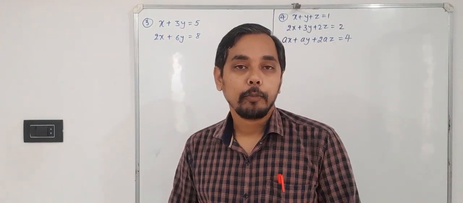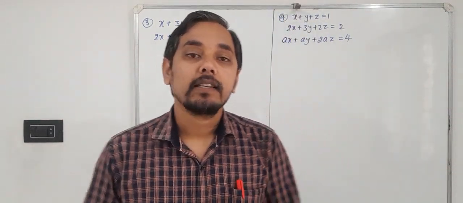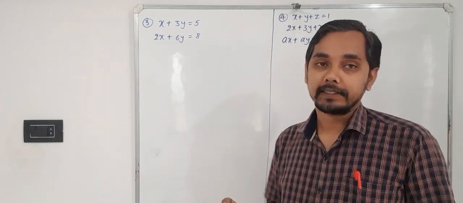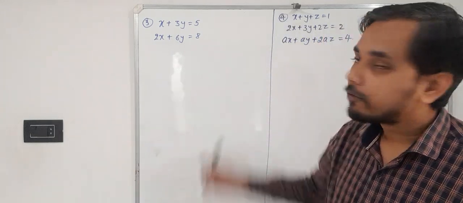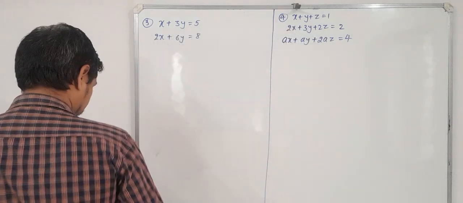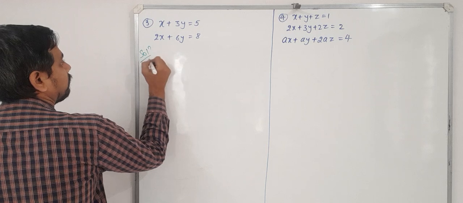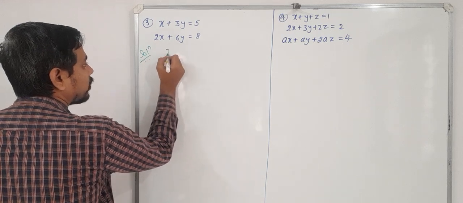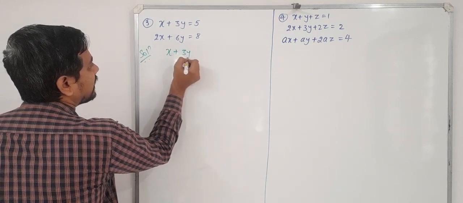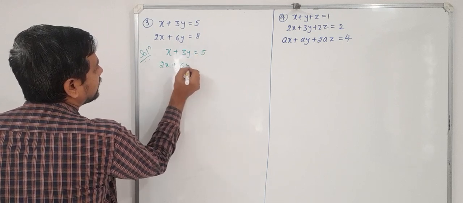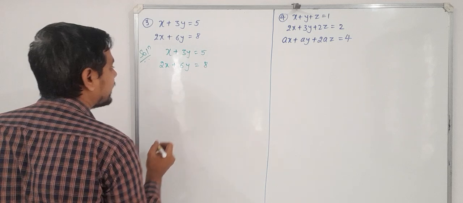Okay friends, I hope you understood the previous two problems, right? So in the next two problems also we are supposed to find the consistency only, right? So let's check for this. Okay, so the given equations are: x plus 3y is equal to 5, 2x plus 6y is equal to 8, right?